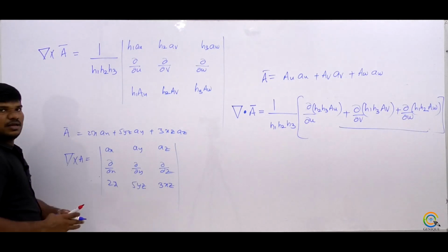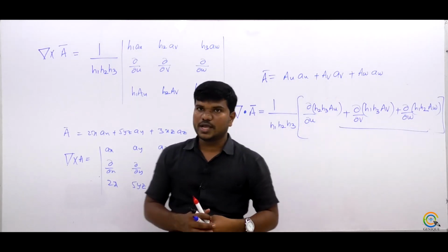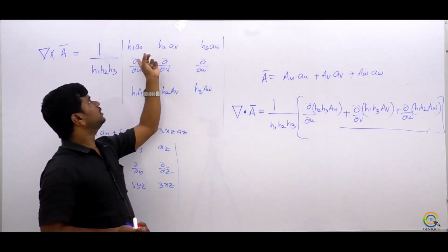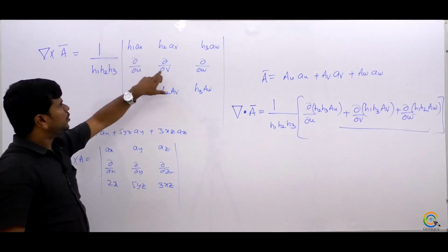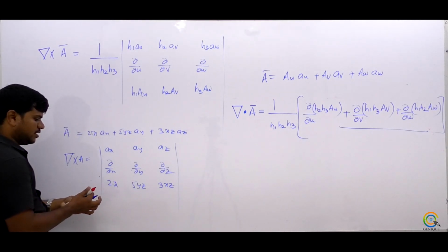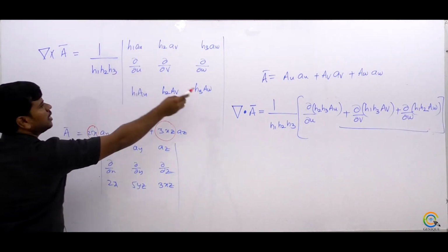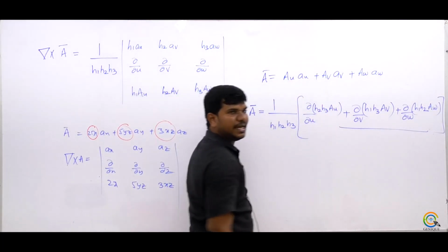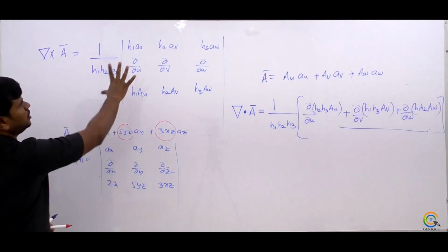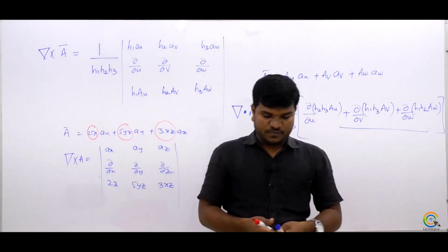In a similar way, if you take any generalized vector in any coordinate system, instead of AX, AY, AZ, I have to write AU, AV, AW with the scaling factors, and del by del U, del by del V, del by del W. Here we have to write the scalar quantities, the components in X, Y, Z directions, the components in U, V, W directions. So you have to remember these generalized formulas, and they help very well.